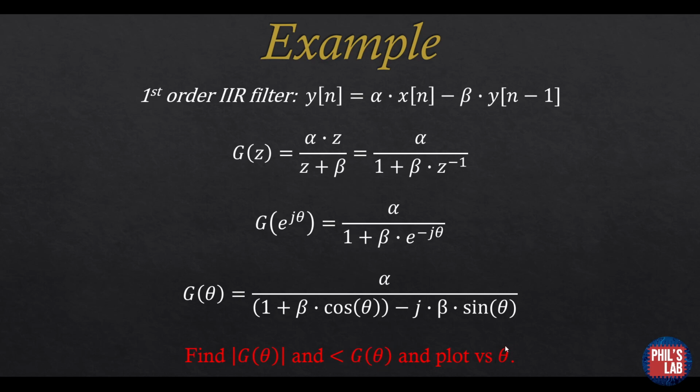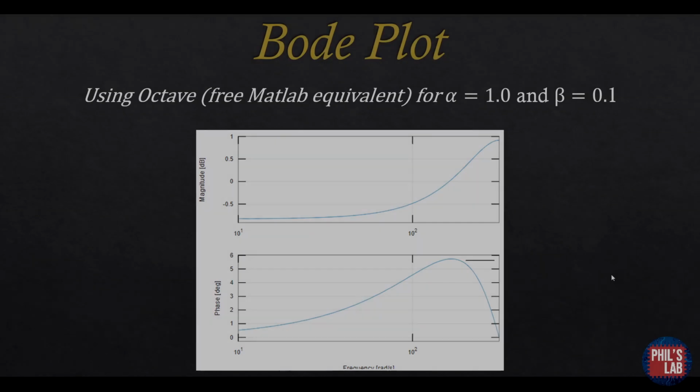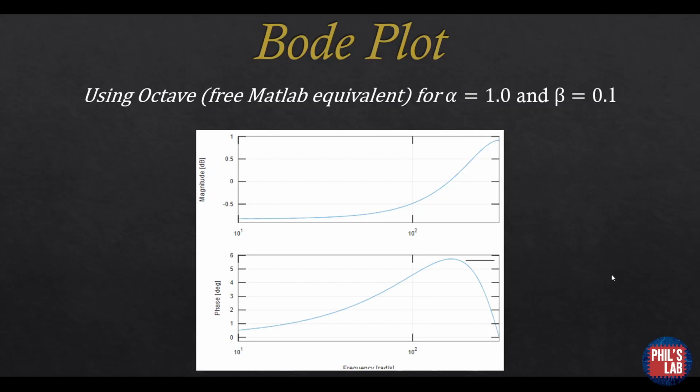Let's use Matlab or Octave to do that. I've actually done that before, but I'll show you in just a second how to do that. Octave is the free Matlab equivalent, so to speak, and I've plotted this IIR filter for values of alpha equals 1 and beta equals 0.1. And you can actually see the magnitude response here.